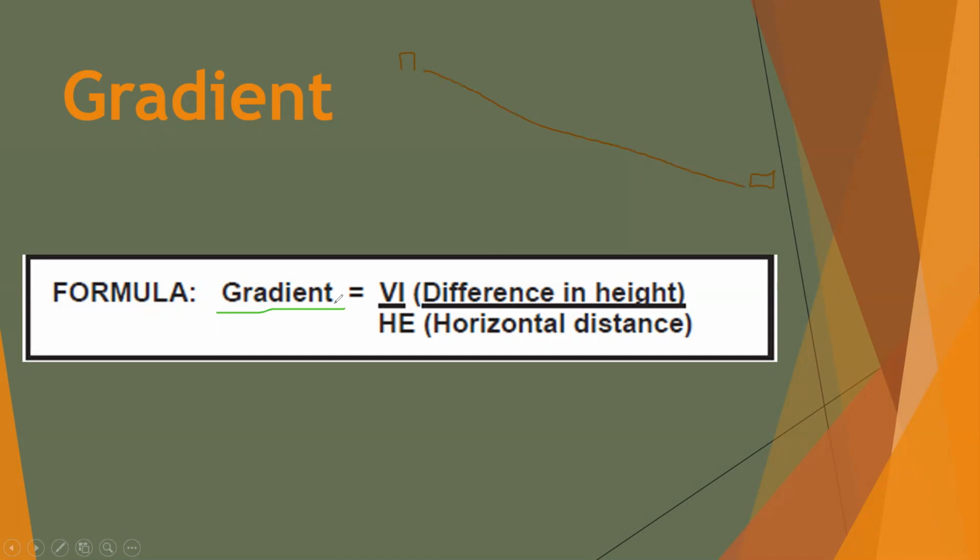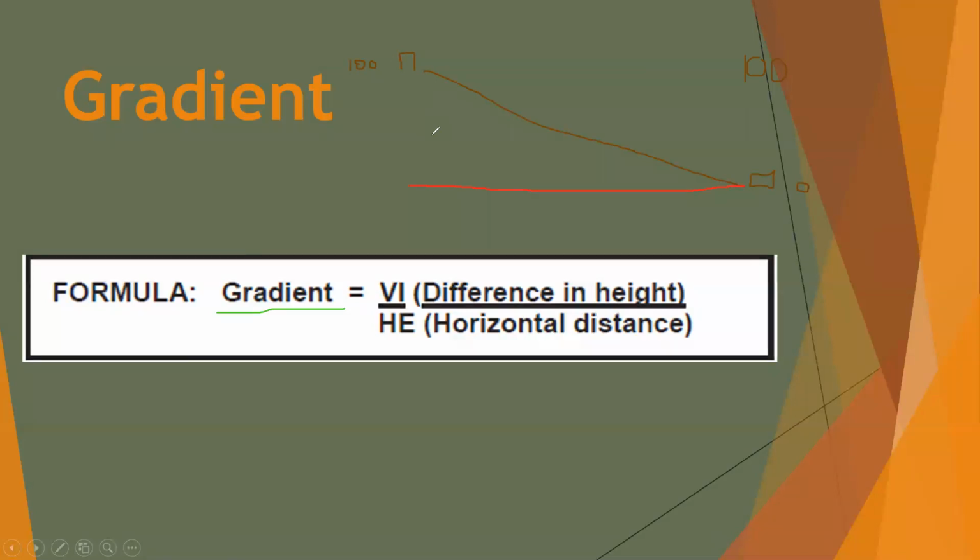So here, to put this into our calculator, we need to work out the difference in height. So if this is 0 meters and this is 100 meters, the difference in height is going to be 100. Okay, so that is your VI, the difference in height. Your HE is your horizontal distance. So how far is he going to walk in order to get to this height? We want to know the distance. How far is he going to go? That will give you your gradient of your slope.